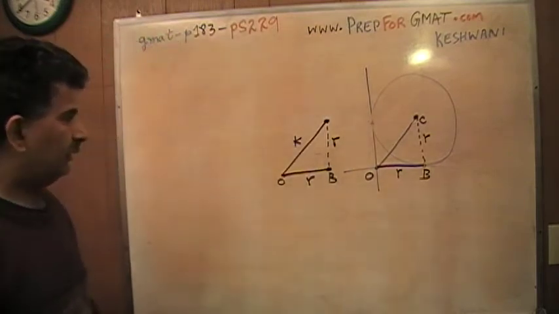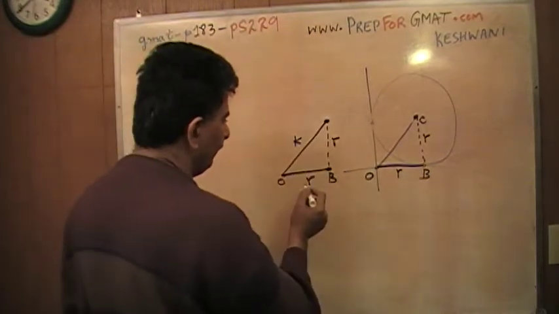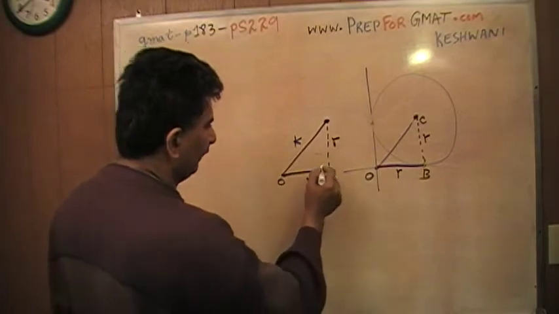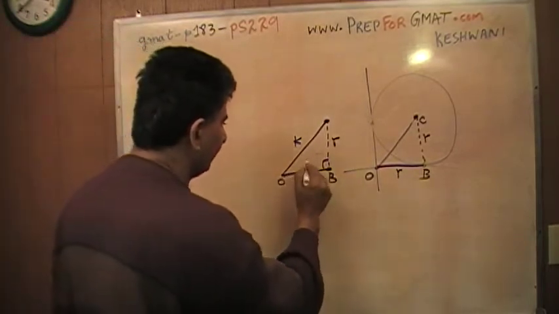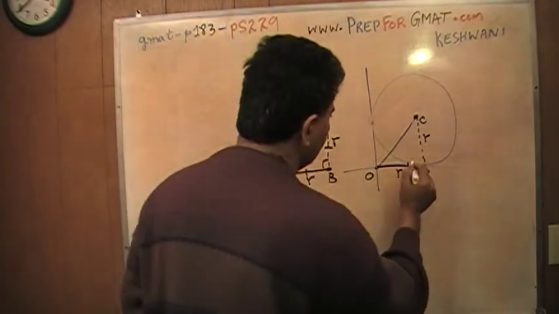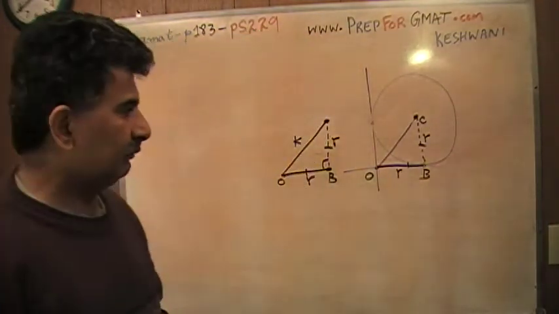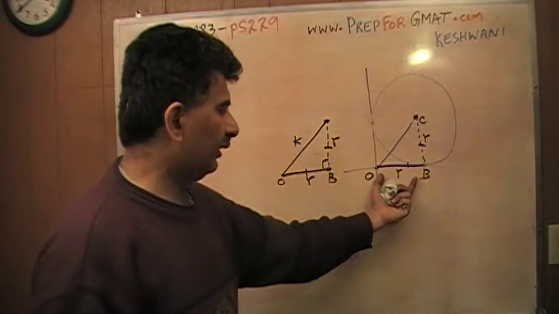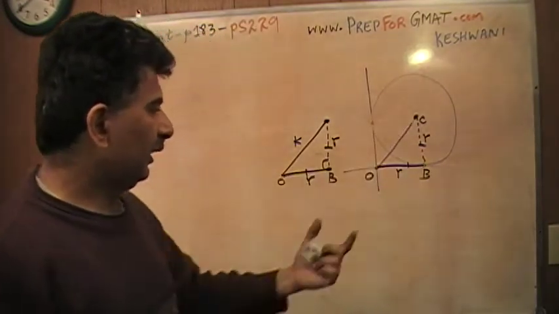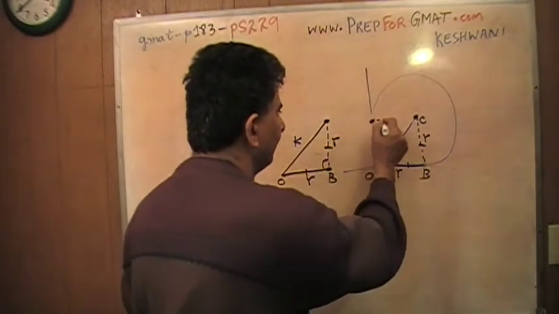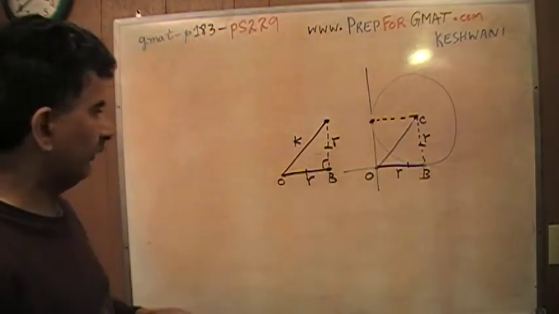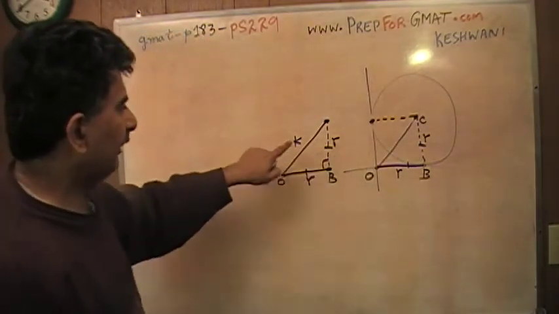This is a 45-45 triangle. This is a right angle. How do I know it's a 45-45 triangle? Because these two sides are equal. This side is equal to this side because they are both radii of the circle. How do I know that O to B is the radius of the circle? Because O to B is the same distance as the one I showed you before. So this is R, and this is K.